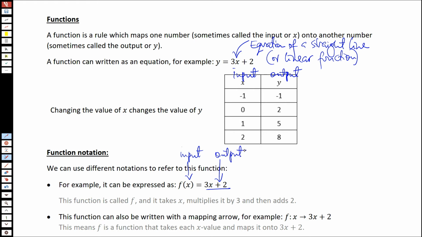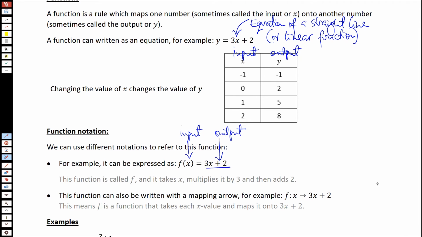So f represents the function's name. You can use different letters. You can use g, h, i, and so on. So if you have different functions, you can use different letters to represent those functions.